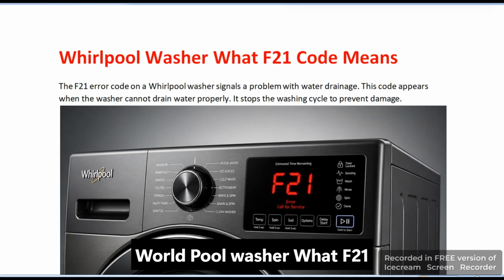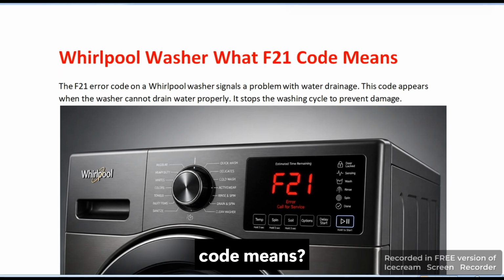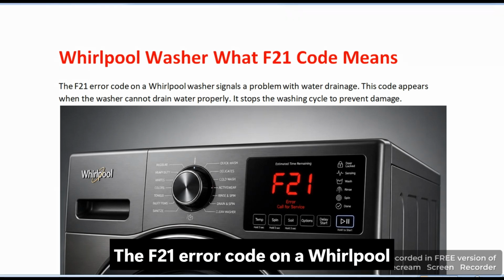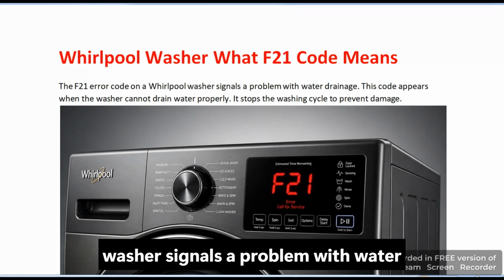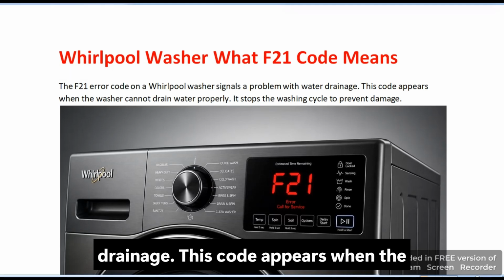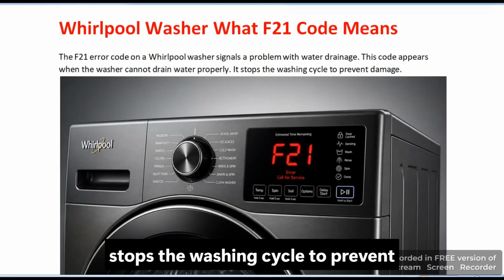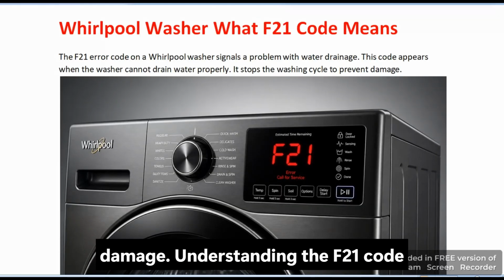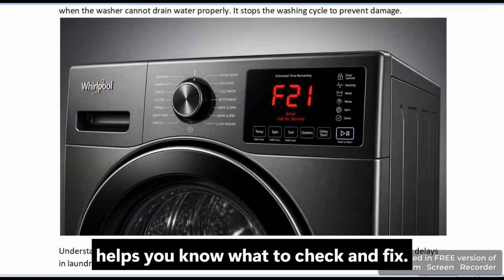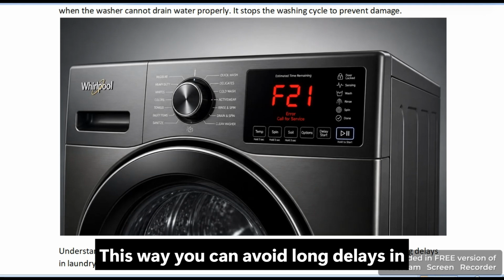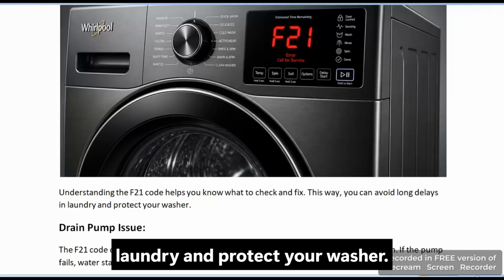Whirlpool washer, what F21 code means. The F21 error code on a Whirlpool washer signals a problem with water drainage. This code appears when the washer cannot drain water properly. It stops the washing cycle to prevent damage. Understanding the F21 code helps you know what to check and fix. This way, you can avoid long delays in laundry and protect your washer.